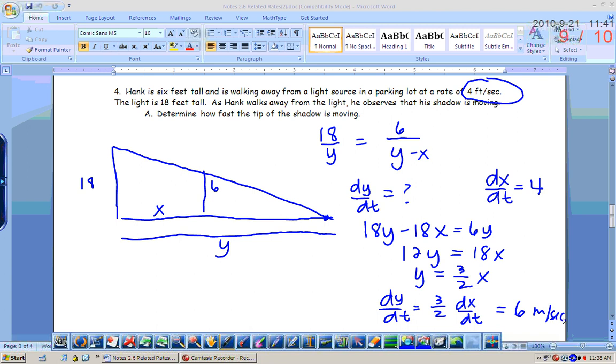Okay, so back to the question. Is it feet? Yeah, feet, sorry. Back to the question of why dx dt is 4. Okay, I'm not sure everyone does, though.